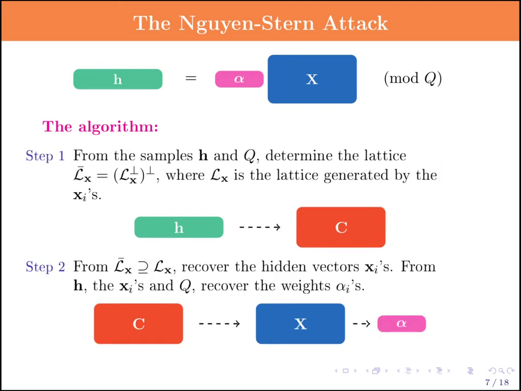So, more precisely, following the idea I just described, if Lx is the lattice generated by the Xi's, the binary vectors, the first step of the algorithm computes the completion of Lx. Namely, it first computes the orthogonal lattice of Lx from h and Q, and then it computes the orthogonal again of this lattice, finding the completion. So the matrix C is actually a basis of this lattice Lx bar, which is Lx orthogonal orthogonal. Then we have that Lx is a full rank sublattice of its completion, and the Xi's are short. Thus, the second step uses a lattice reduction strategy to recover the Xi's.